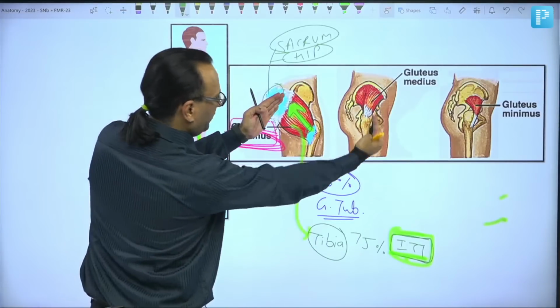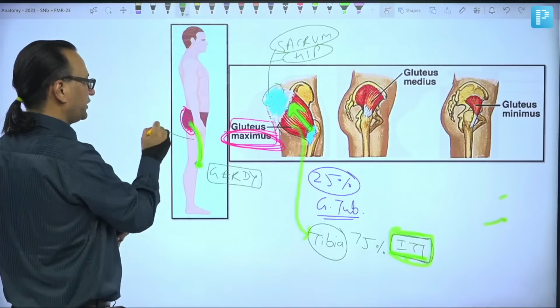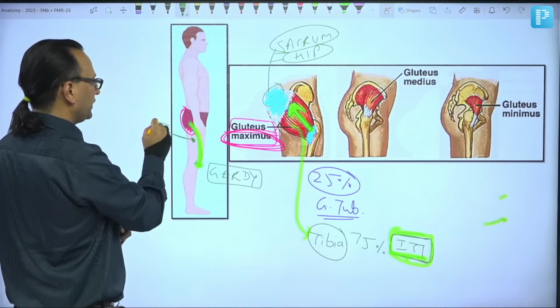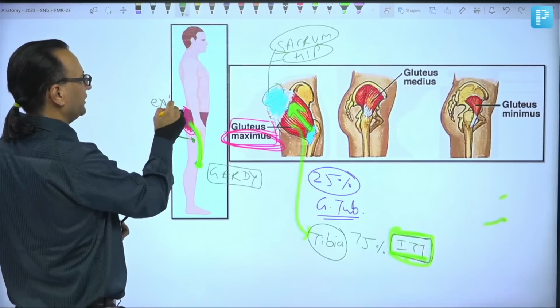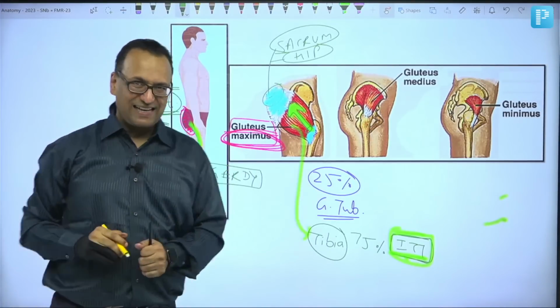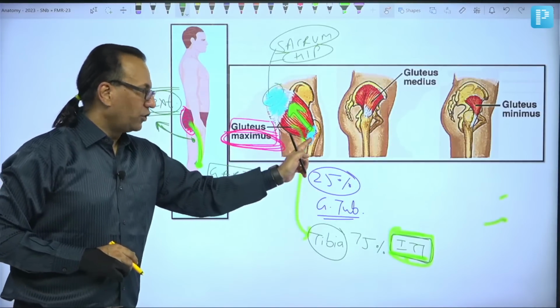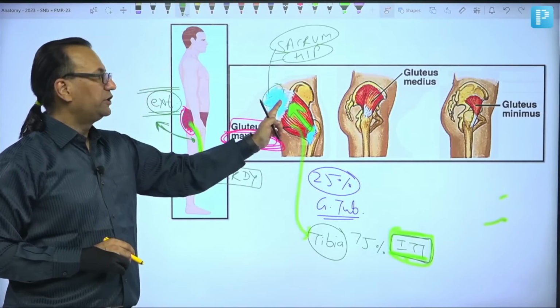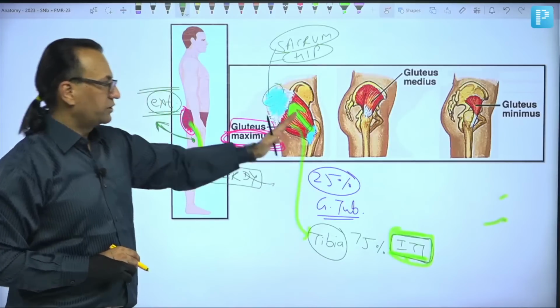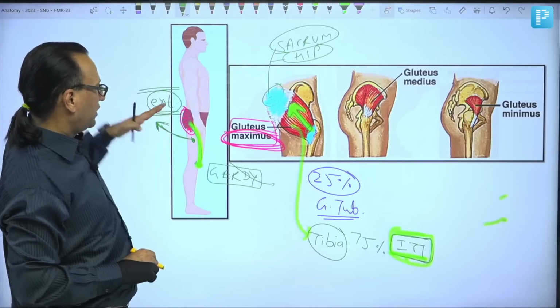Femur bone will be pulled posterior. So when femur is pulled posterior, what is this called? When femur is pulled posterior, it is called extension. So gluteus maximus is the chief muscle of extension. Origin, insertion. When the muscle contracts, it shortens. Insertion moves close to origin. Femur will be pulled posterior. If you pull the femur posterior, what is that? That is the hip extension.